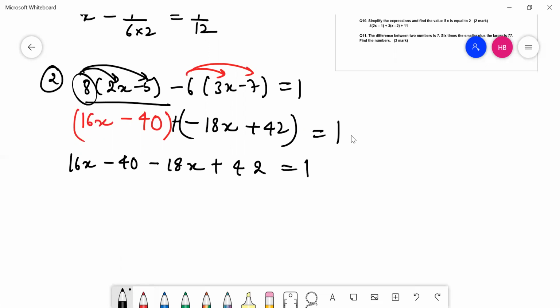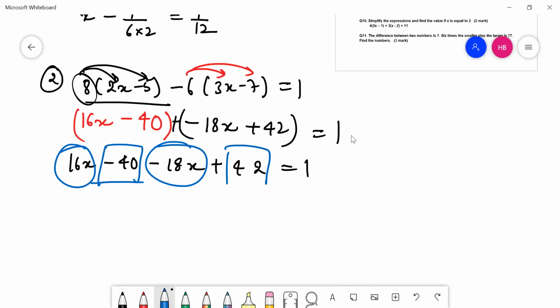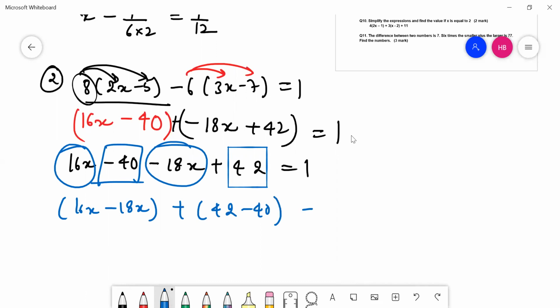So how are we going to do this now? I am going to group the like terms. I know 16x and minus 18x are like terms. Minus 40 and plus 42 are like terms, so I'm going to group them together. So 16x minus 18x plus 42 minus 40 is equal to 1.